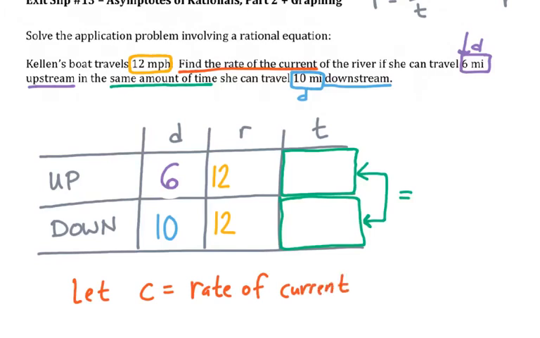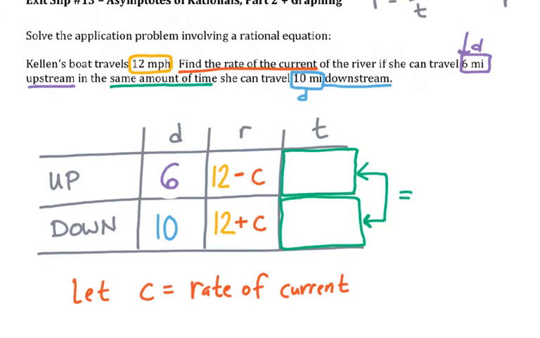And now we just have to make sure we understand how the current impacts the rate in each direction. So I'm going to talk about down first. If I'm going downstream, the current is going to make me go faster, so I'm adding the rate of the current. If I'm going upstream, then I'm going against the current. I'm going to be slowed down by the current.